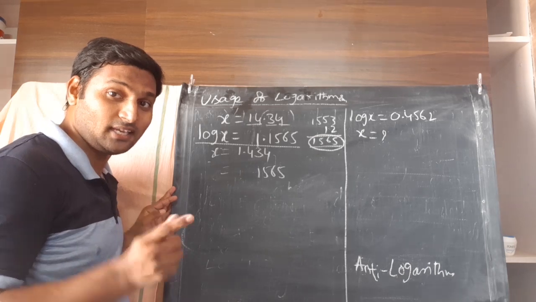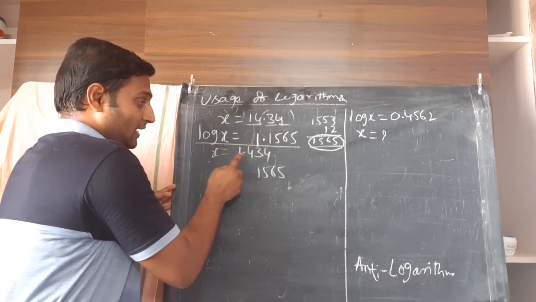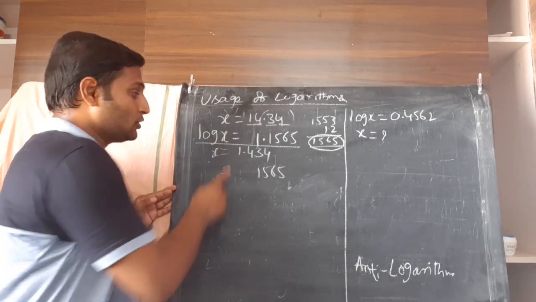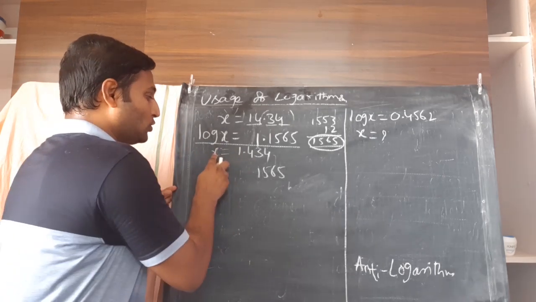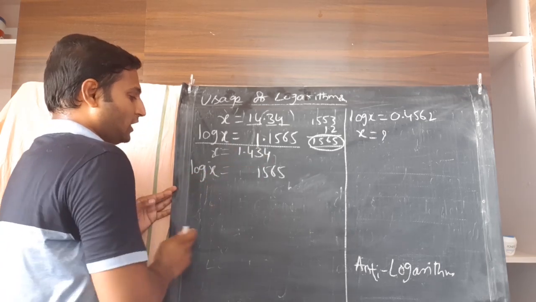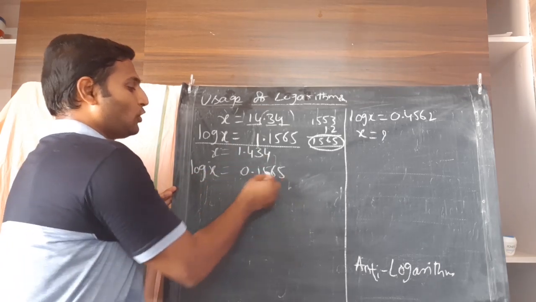But what changes? Characteristic. Here it is a units value. That means before the decimal you have only 1 digit. So 1 minus 1 is 0. So if the x value is 1.434, then log x will be 0.1565.